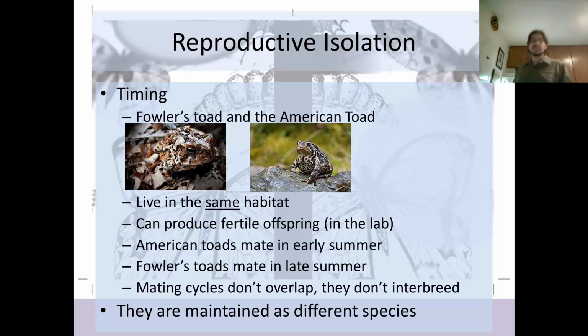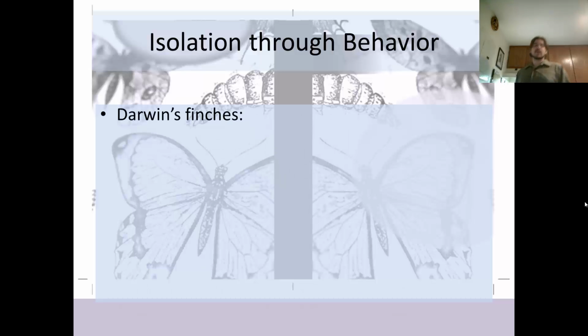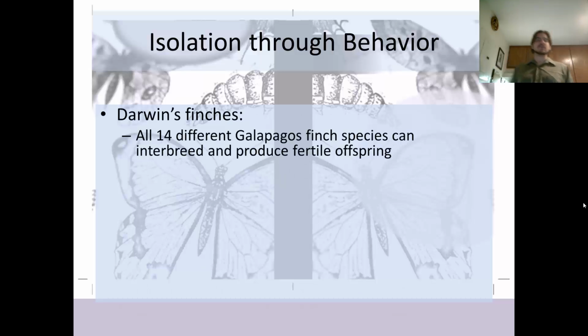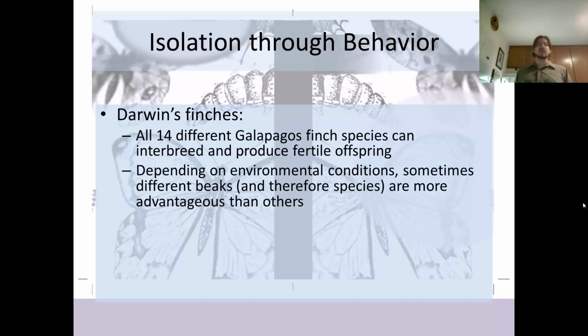Even though they look different, they could breed and have fertile offspring, but their mating cycles, the timing doesn't work. So they never breed with each other. So they're different species. And then isolation through behavior. In Darwin's finches, all 14 different Galapagos finch species can interbreed and produce fertile offspring. And depending on environmental conditions, sometimes different beaks and therefore different species are more advantageous than others.